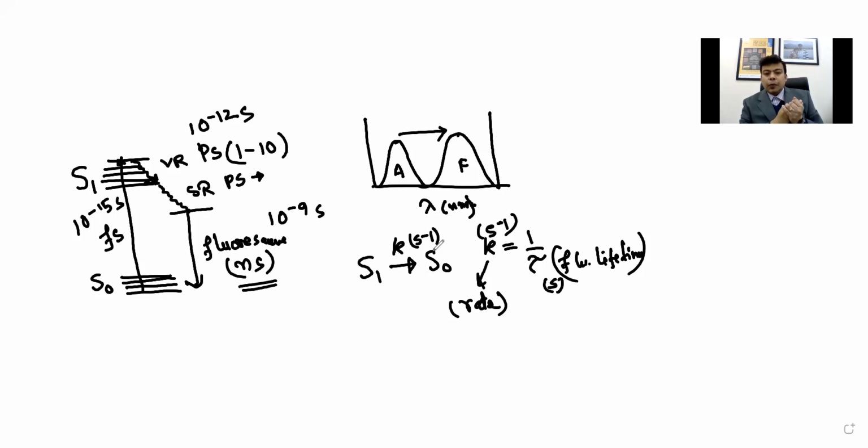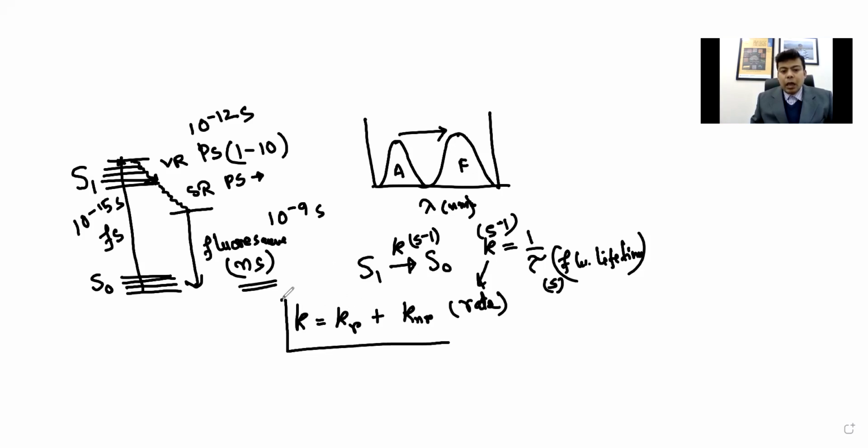And when we talk about k, you can describe k as kr, which is the radiative rate constant, plus knr, non-radiative processes. Notice this is a rate constant, so I'm denoting this using a small k. Capital K is typically used for equilibrium constant, a small k is used for a rate constant.